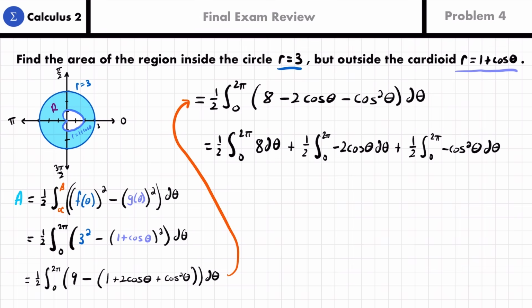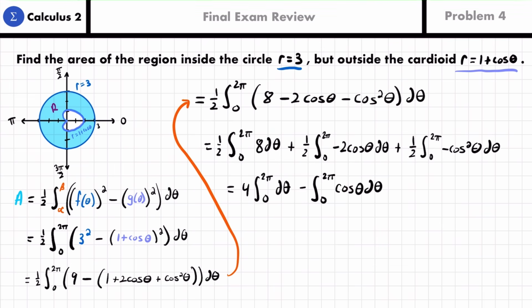Okay, now simplifying things a little bit here, you can pull this 8 to the front of this integral, and 8 times 1/2 is 4. So we get 4 times the integral from 0 to 2 pi times d theta. So we're just integrating 1 there. That's a pretty nice integral. We'll come back to that though. I then want to pull out this -2 to the front of this integral. -2 times 1/2 is -1. So we'll just be subtracting this integral from 0 to 2 pi of cosine theta d theta.